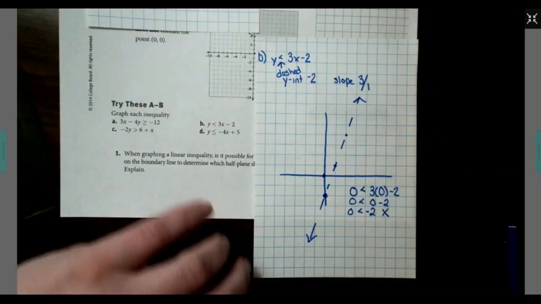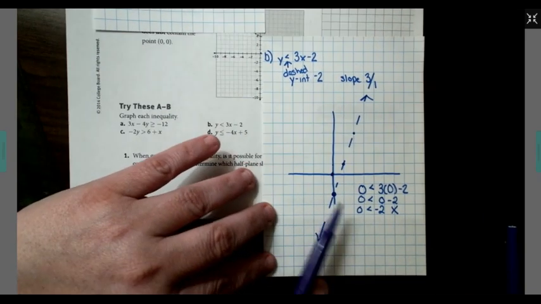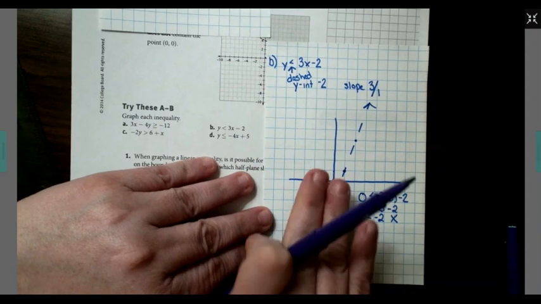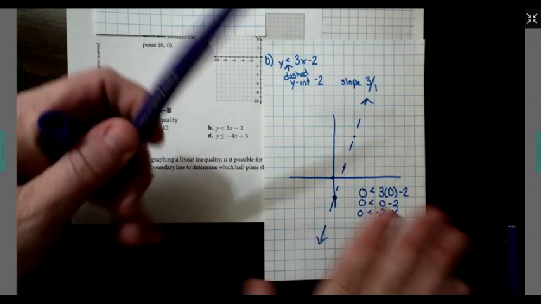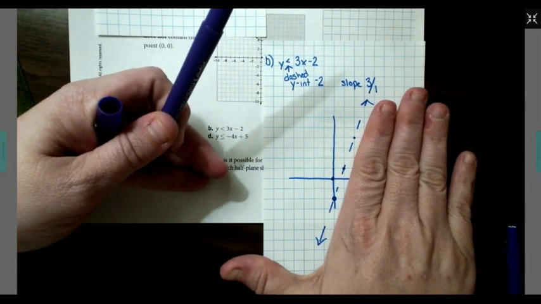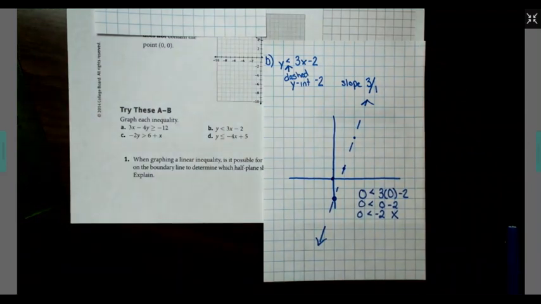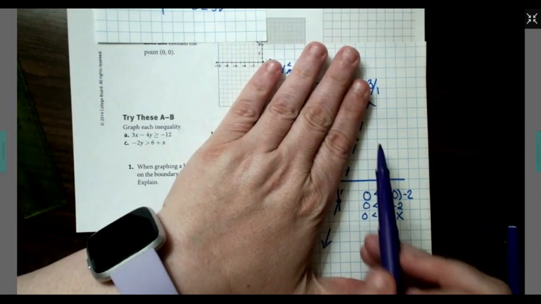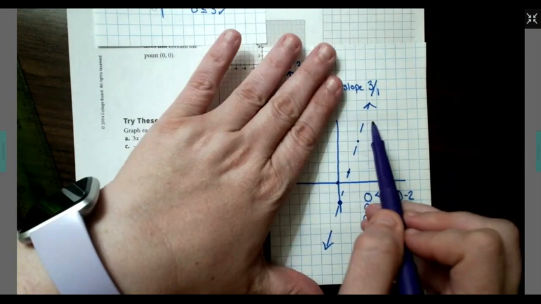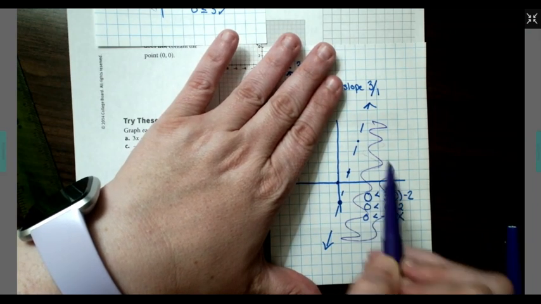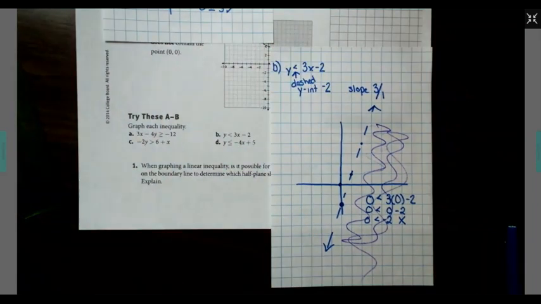So remember how my test point is over here? If we prove it to be false, that means we shade the opposite side. So normally, if it was in it, I would shade this side of my picture. So since it's not in it, we're going to shade all of this section. All of this section would get shaded. Let's take a look at C.